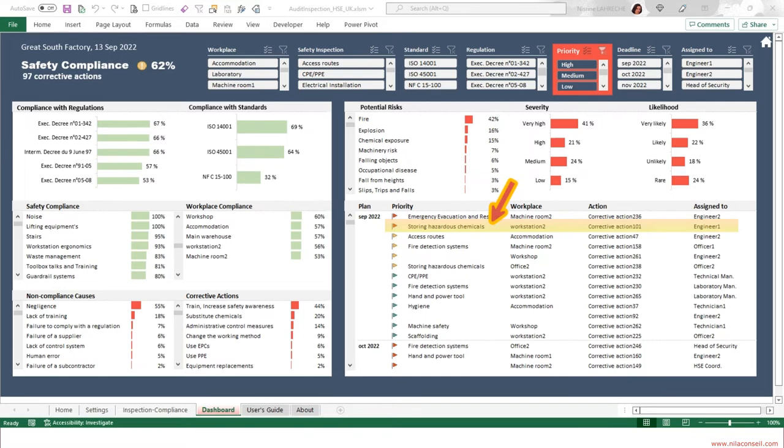It must be carried out in September 2022 on the workstation 2. This corrective action is assigned to engineer 1. These two corrective actions are necessary to make the workers' accommodation hygiene compliant. Action priorities are calculated automatically based on risk severity and hazard exposure likelihood.